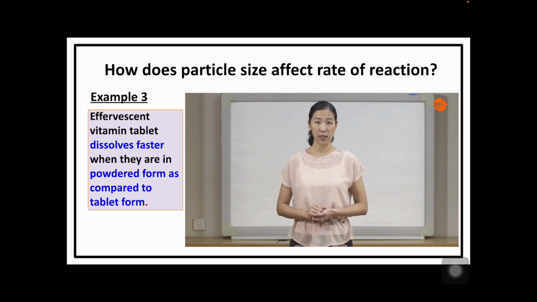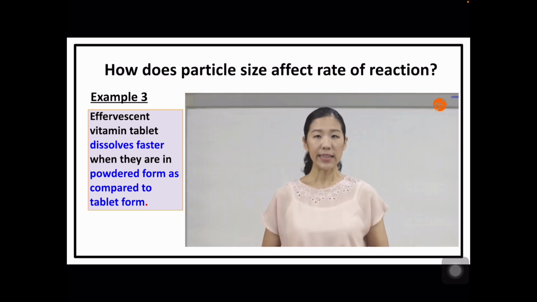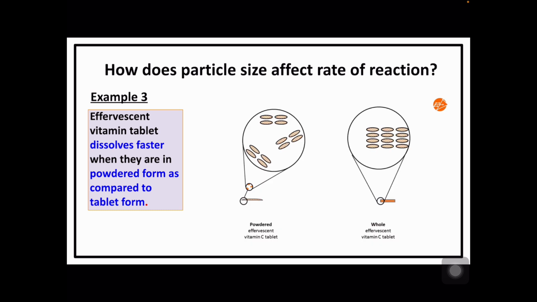For the key reaction to occur, citric acid must first dissolve in water to form hydrogen ions. So let's focus on the reaction between citric acid and water. To simplify things a little, let's imagine that the whole tablet is made up only of citric acid. Let's zoom in to see the arrangement of the particles in the tablet and in the powder. How many citric acid molecules are exposed to water in the tablet and the powder?